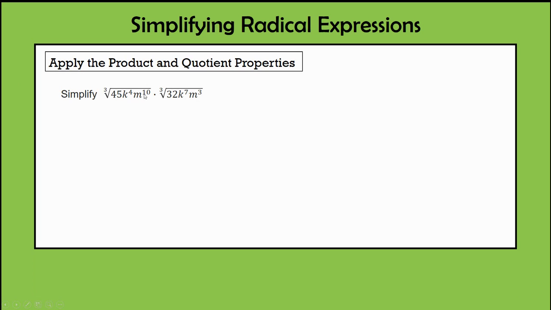Now, what if we throw variables under here along with our numbers? Doesn't really change things for us. We go about this process in the same way. We're multiplying these together, which means we can combine these under one radical symbol, but I'll break them down separately first. So break down our 45. 9 times 5, 9 is 3 times 3, so 45 is 3 squared times 5.